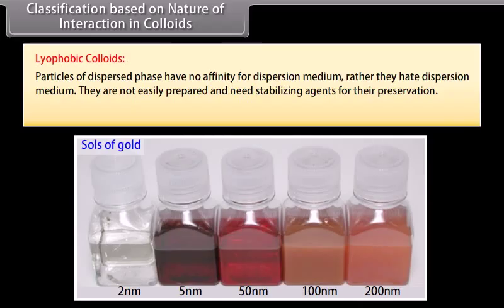They are not easily prepared and need stabilizing agents for their preservation. They are irreversible. They are also called extrinsic colloids. For example, salts of gold, silver, and ferric hydroxide. Classification based on nature of the particles. On the basis of nature of the particles of dispersed phase, colloids are divided into 3 categories.